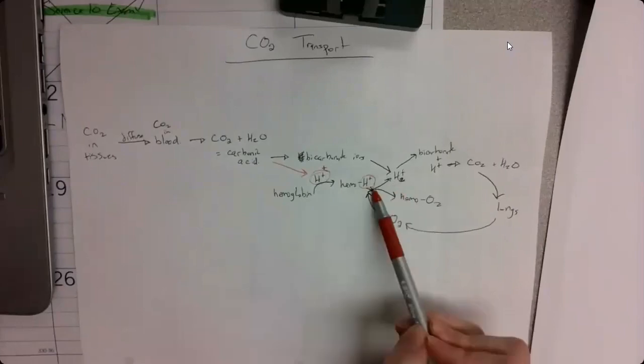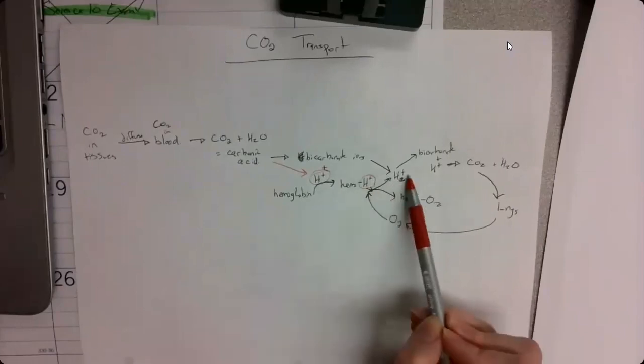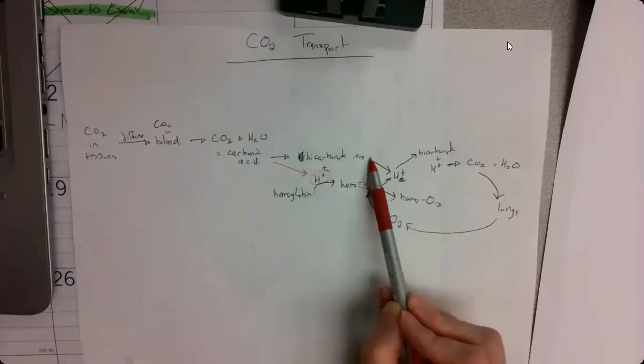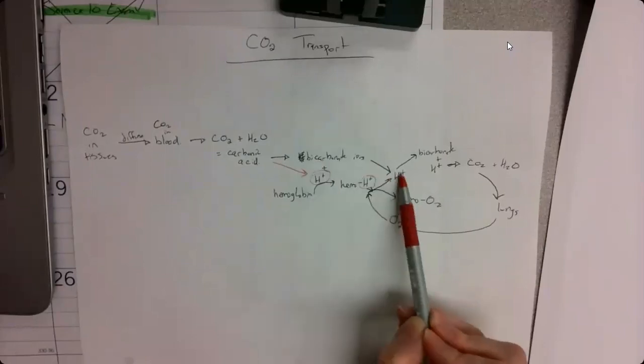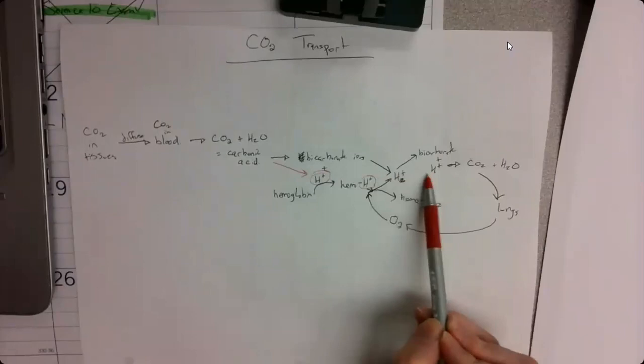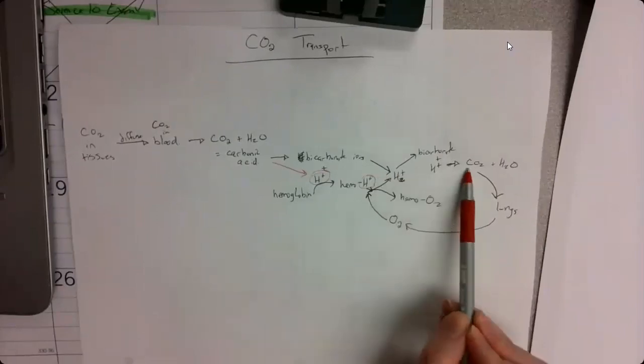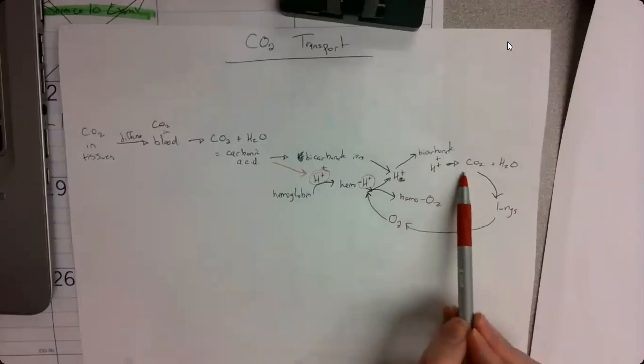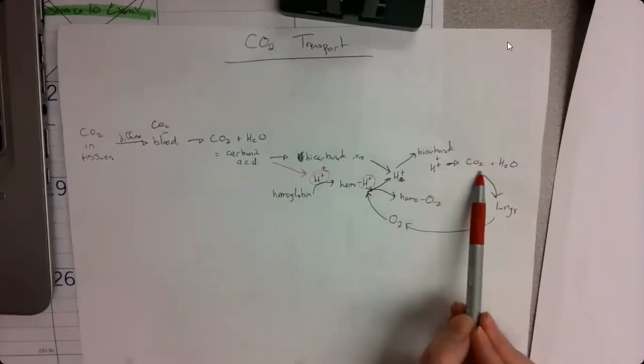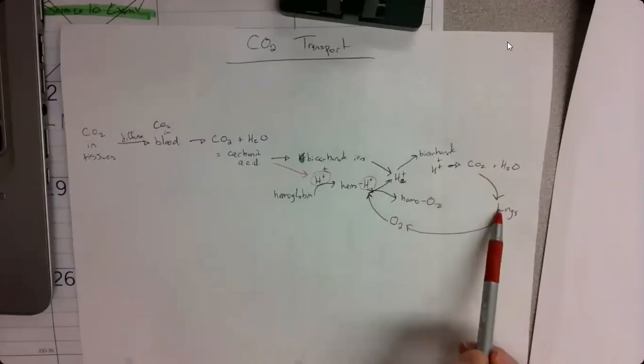Meanwhile, that hydrogen ion that just got ditched is going to rebond to the bicarbonate ions from earlier. And then the bicarbonate ion is going to react with the hydrogen ion to eventually reform carbon dioxide and water. That carbon dioxide then diffuses into the alveoli of the lungs where it can then be breathed out.